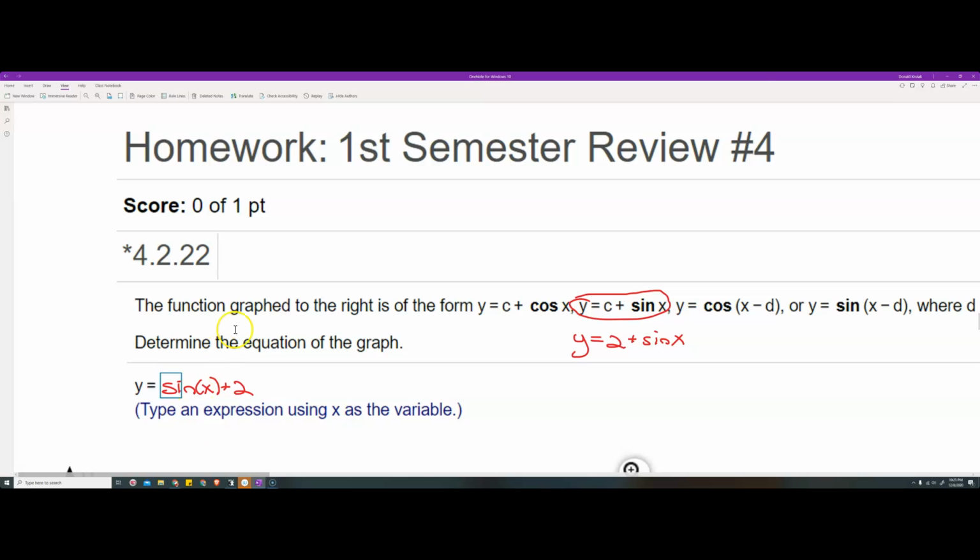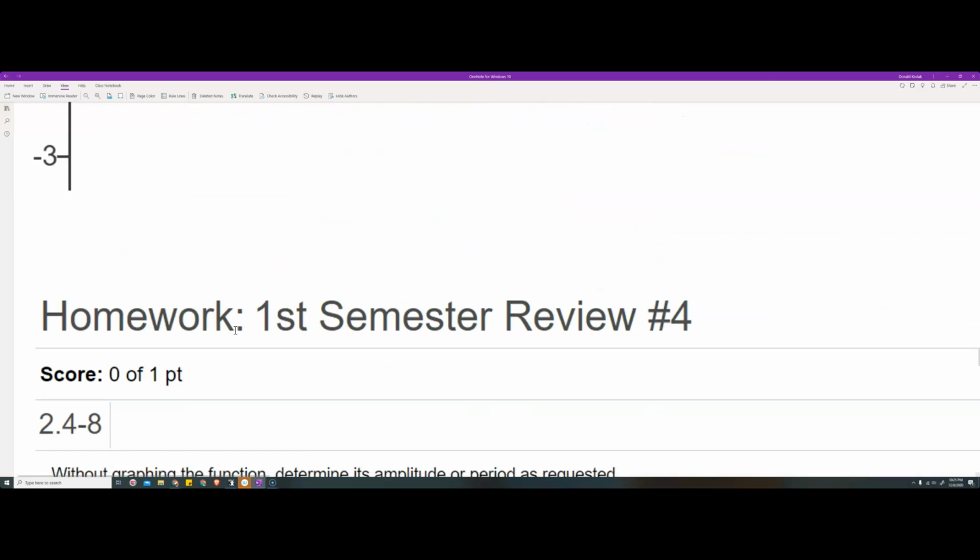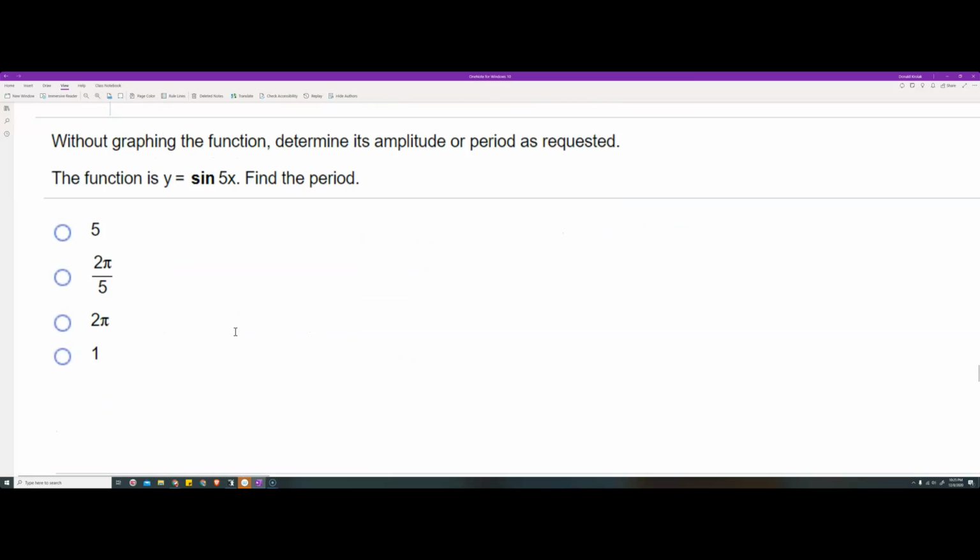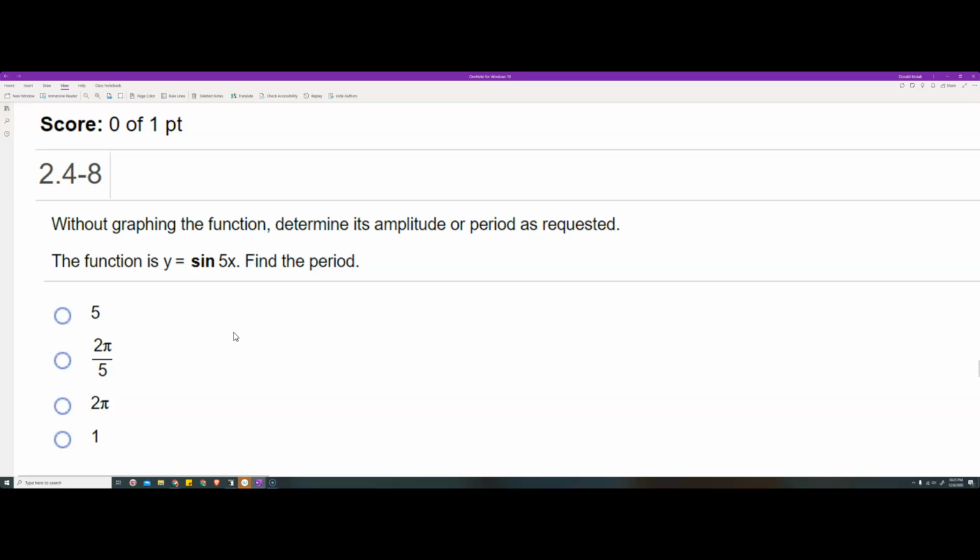Okay, that was 13. Okay, 14, find the period. So we know our period is equal to 2 pi divided by the frequency. So this is 2 pi divided by 5.